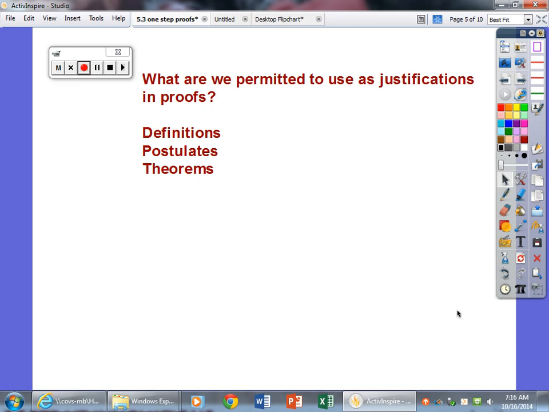We can use some different postulates. One of the ones that we'll use a lot is the corresponding angles postulate, which says that angles are congruent in corresponding places. The other thing that we'll use a lot is theorems. We have a lot of theorems, and if you remember, not too long ago I gave you a packet that had all the theorems and postulates listed in it. The only thing that it doesn't have listed in it is the definitions.